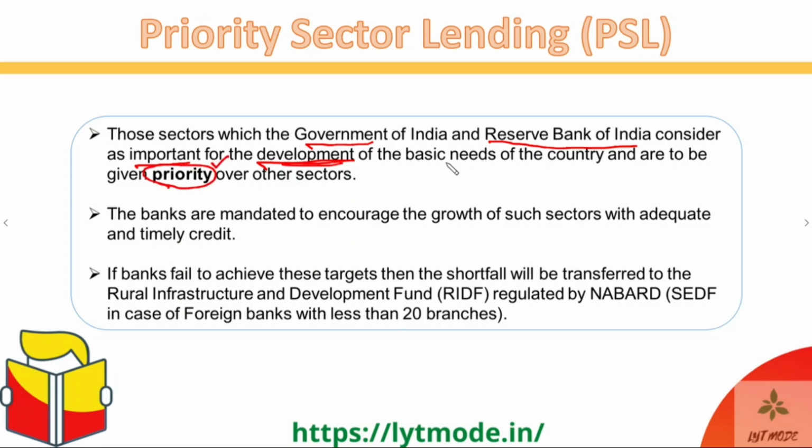For example, agriculture, the social infrastructure, the renewable energy, and lendings to backward classes, including SCs and women. All of these have been characterized as the PSL sectors, right?